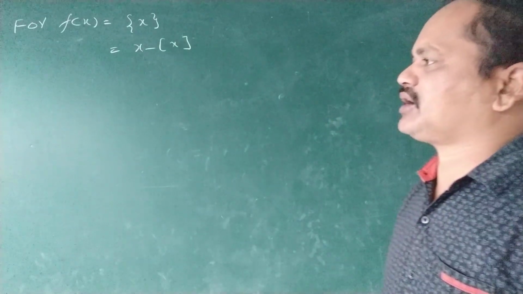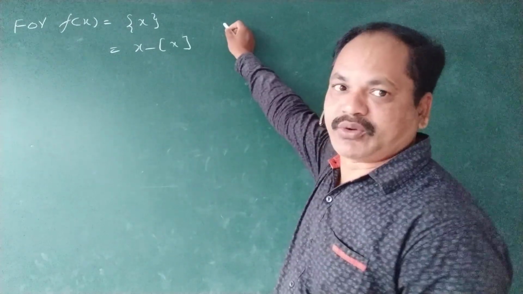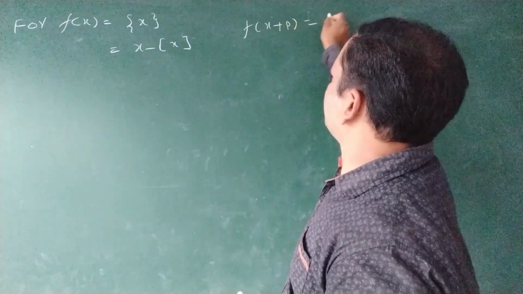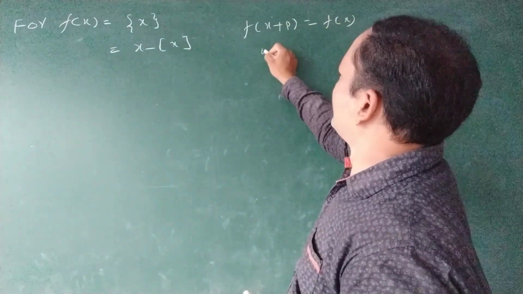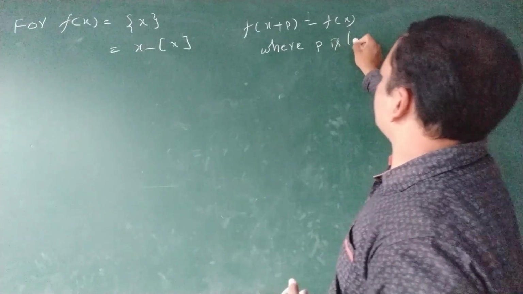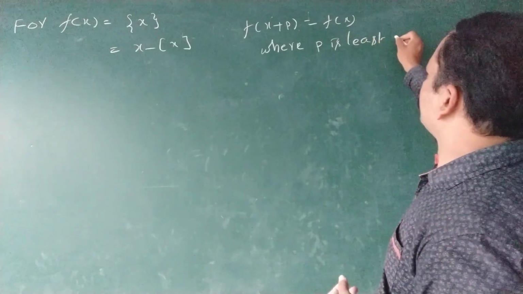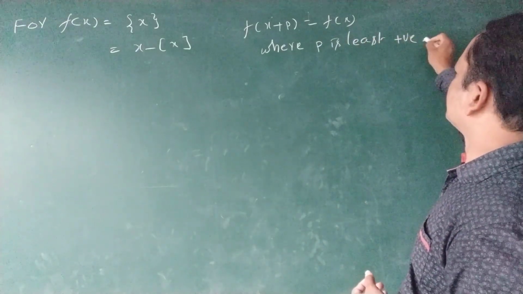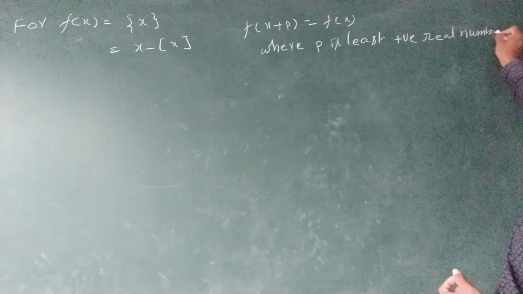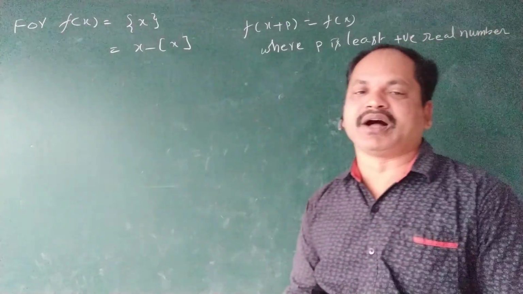So according to the definition of the period, we have to write the definition of the period, that is f of x plus p is equal to f of x, where p is the least positive real number.